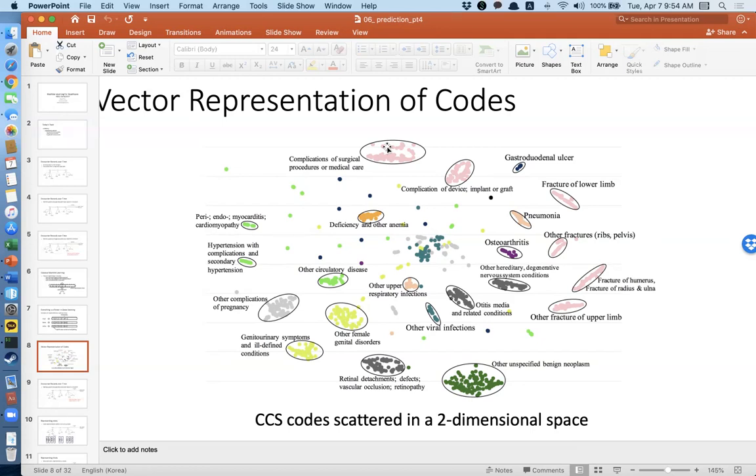And if anybody's familiar with Word2Vec, this is basically what's happening here. Like in Word2Vec, king and queen are in a similar space. Men and women are in a similar space. It's exactly the same. Certain diagnosis codes are within the same vicinity, the same neighborhood.